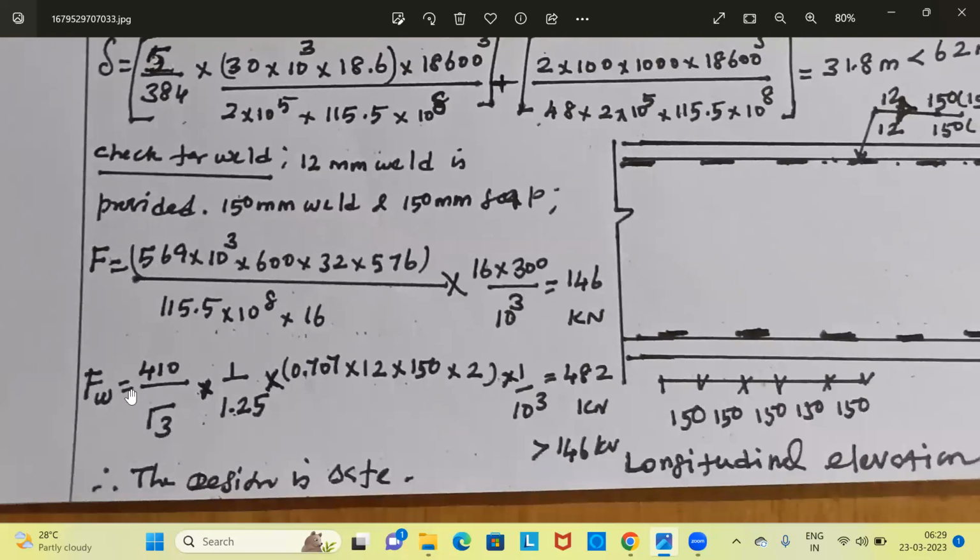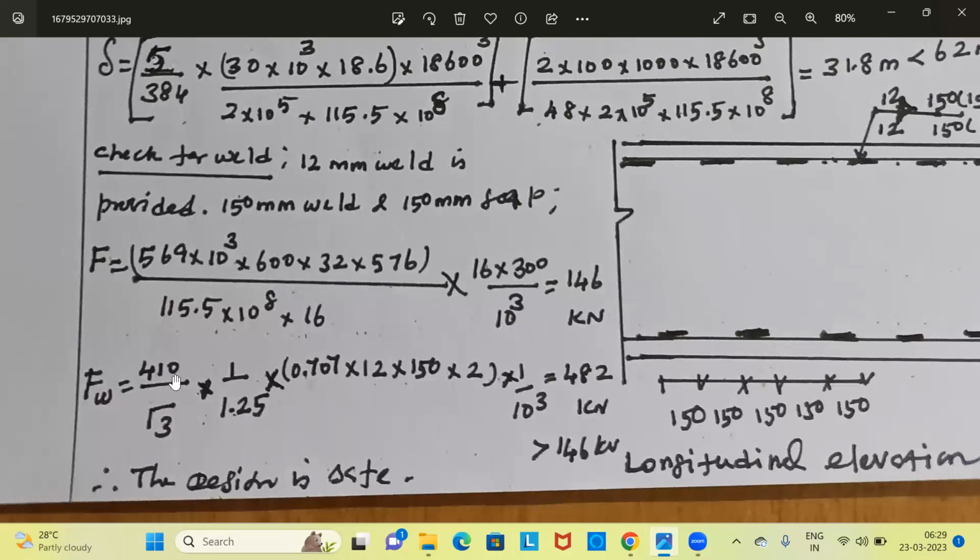Let us calculate the capacity of the weld. The capacity of the weld is Fu by root 3, which is the allowable stress for the weld. Please note, Fu is 410 and Fy is 250 Newton per millimeter square. Fu, the ultimate stress, is 410. Assume that the weld is done at site, so apply the material factor of safety as 1.25: 410 divided by root 3 into 1.25.